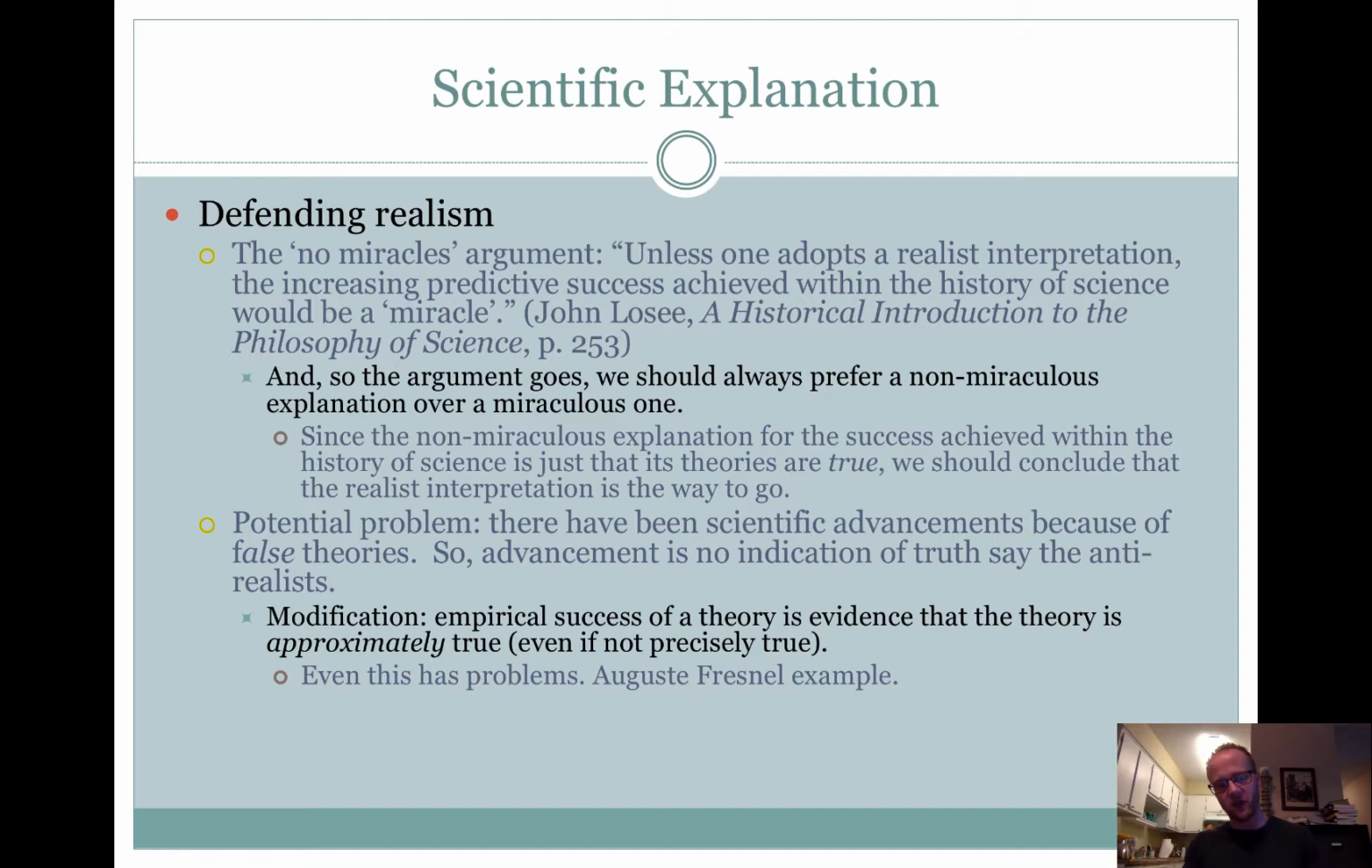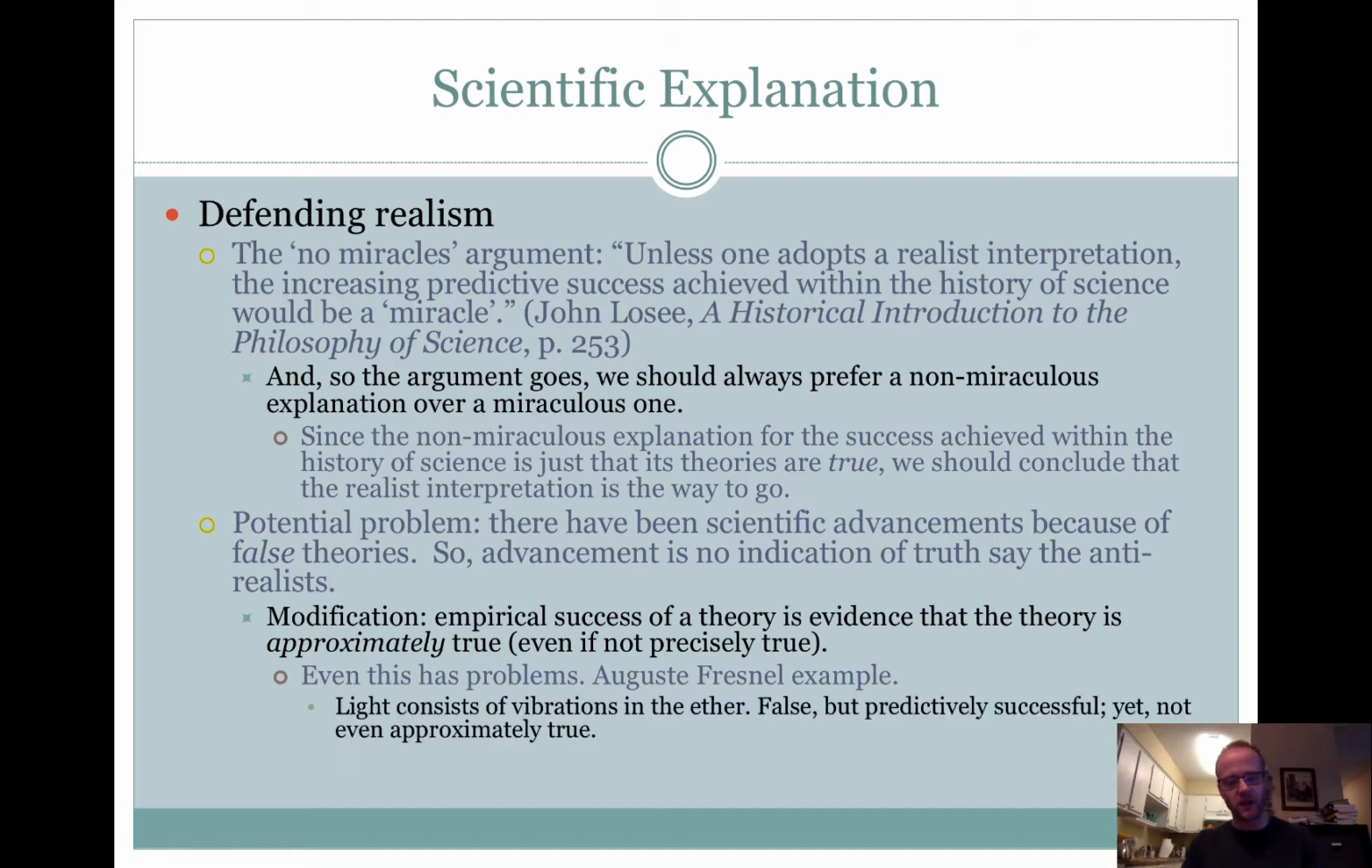But of course, this has problems too. If you think of Augustin Fresnel, he thought that light consists of vibrations in the ether. There is no such thing as ether, okay? There's no such thing as light vibrations in the ether. His theory, not even close to being right. Right? But it was wildly successful in its predictions.